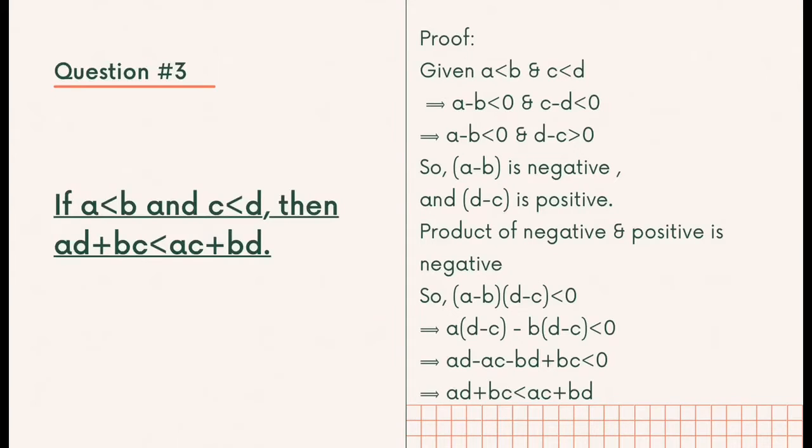And then we expand it: A(D − C) − B(D − C) < 0. And then we will get A times D minus A times C minus B times D plus B times C < 0. And then we will get A times D plus B times C < A times C plus B times D. So the above equation is true.